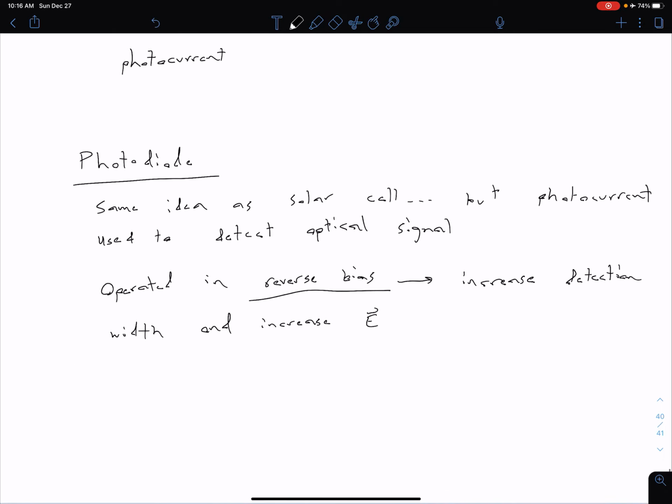So again, same basic idea. The main difference is now we're operating it in reverse bias. Of course, there are other structural things that are a little different that we're not getting into. But again, we're going from an optical signal input, where we're talking about photons, and converting that to an electrical signal.